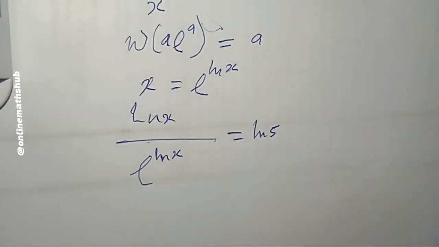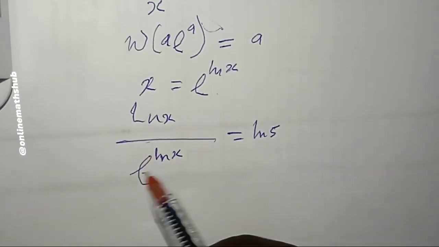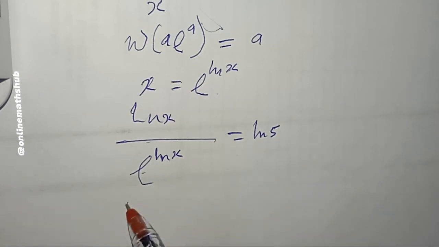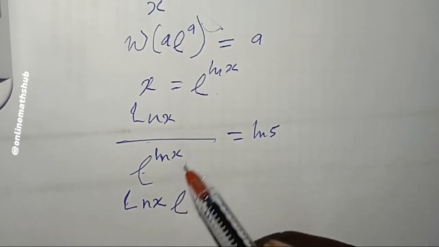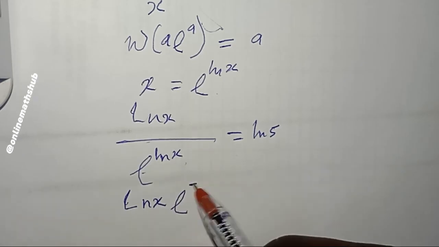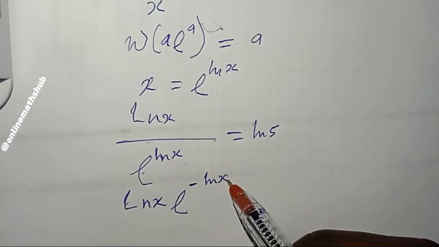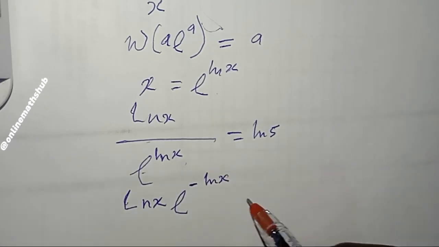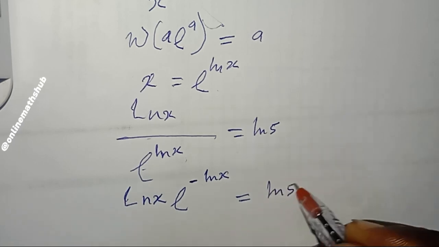The next thing I want to do is to write this stuff right here. I can bring this up to the numerator, so I can write this as natural log of x and then multiply by exponential inverse of this natural log of x. And it's still equal to the natural log of 5.